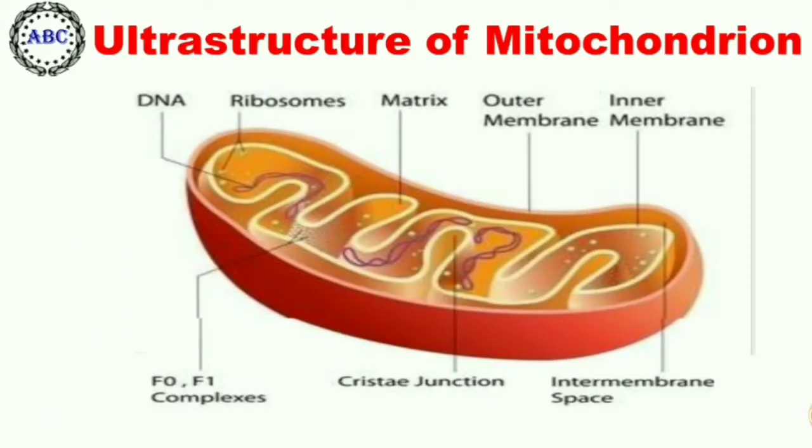This is the ultrastructure of the mitochondrion, in which we can easily see the outer membrane and inner membrane. In between these two membranes there is an intermembrane space, and the inner membrane shows foldings. These foldings are on the inner side, that is why they are also called infolds, and typically these are called cristae. Then on the cristae there are F1 particles or F1 units. Mitochondria have their own DNA and ribosomes.